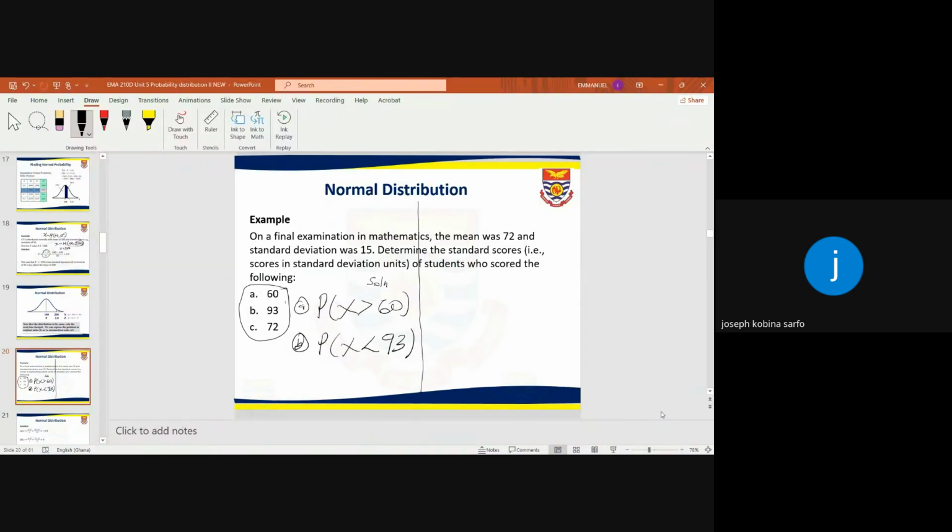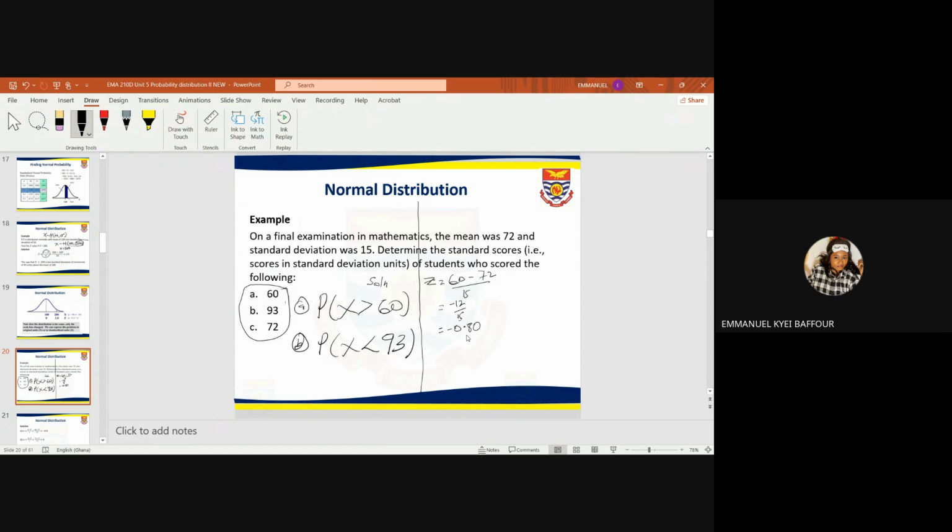I started with finding my z score, that is 60 minus 72 out of 15. We are doing it step by step, so we want everyone to follow. If there is an area where there is a mishap, then they can also give an input. So 60 minus 72 over 15 gave you negative 0.8, right?